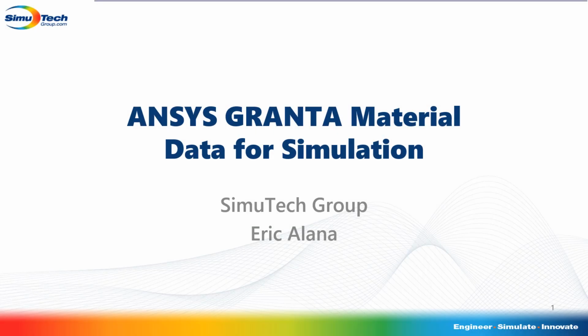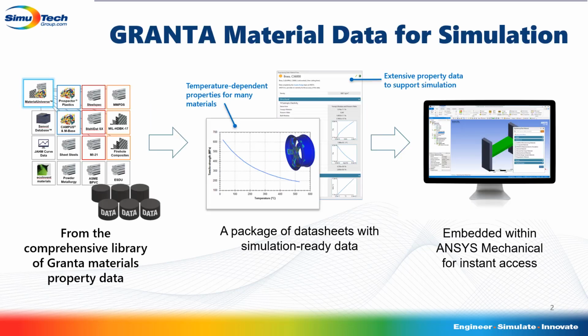In this video, I will be introducing ANSYS Granta Material Data for Simulation, or Granta MDS. The main function of Granta MDS is to incorporate material properties for commonly used materials directly into ANSYS Mechanical. Granta MDS pulls data from the comprehensive library of Granta material property data and packages them into datasheets with simulation-ready data. These datasheets are incorporated directly into ANSYS Mechanical for easy use within simulations.